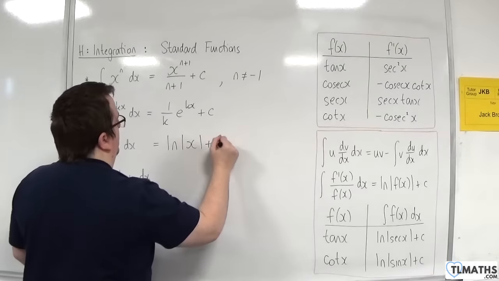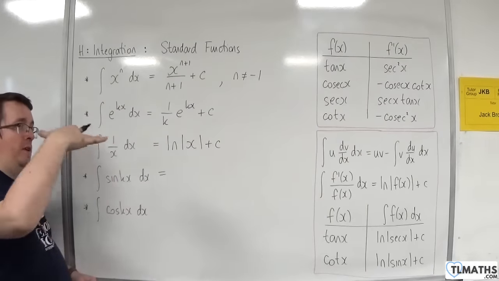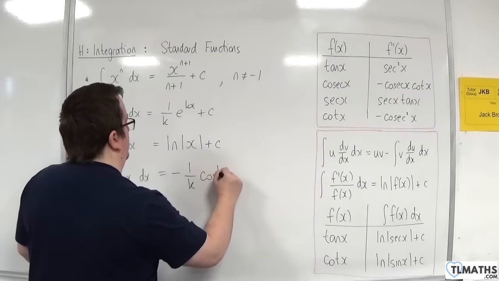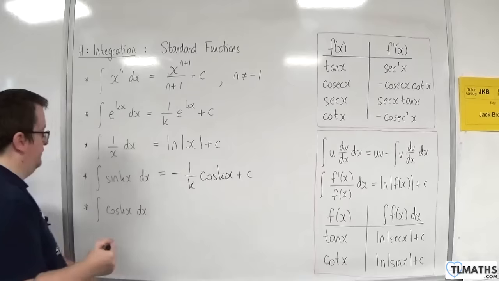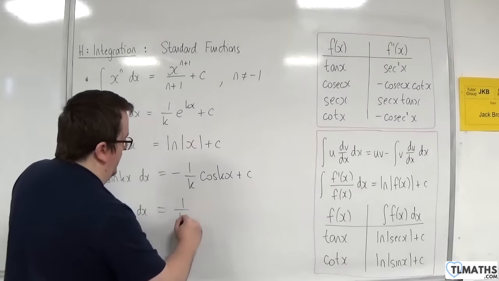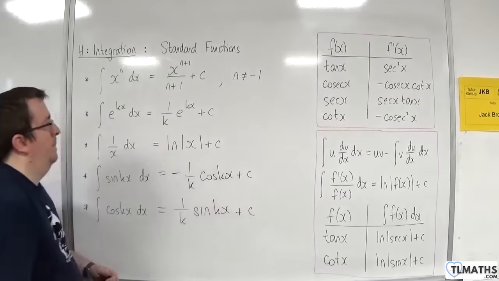mod x plus c. Sine of kx, since sine goes to minus cosine, will be minus 1 over k cosine of kx plus c. And cosine of kx will integrate to 1 over k sine of kx plus c.